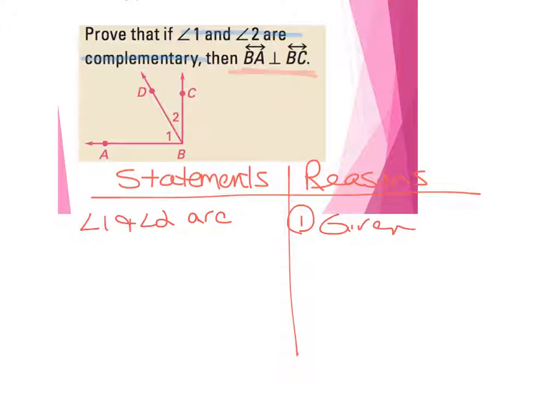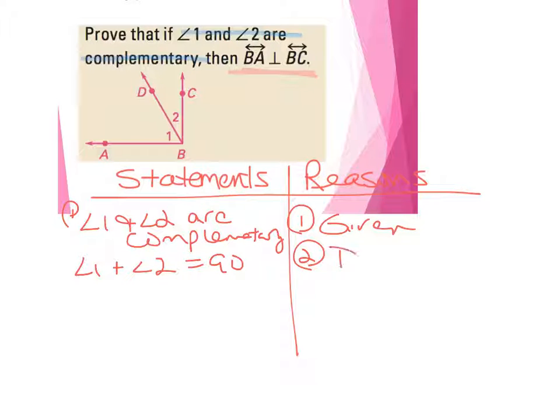Okay, what's the next one? Wouldn't it be that angle 1 and 2 equal 90 degrees? Beautiful. Angle 1 plus angle 2 equals 90 degrees. And that reason is? Wouldn't that just be the definition of complementary angles? Good. Definition of complementary angles. That is step 2.